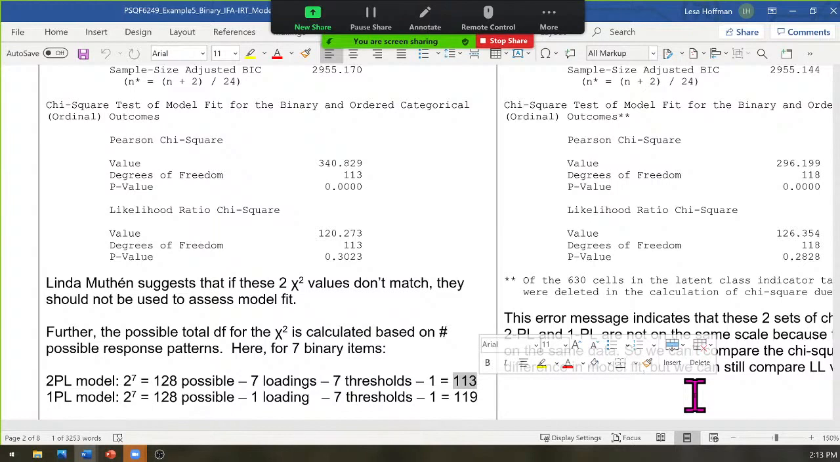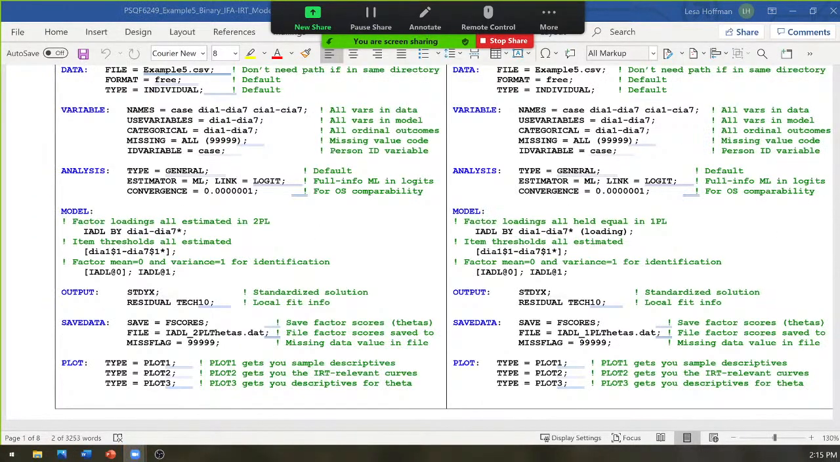Absolute fit is tricky. It's not something that is easily summarized by one number. I'd say the most reasonable approach, given what Mplus gives you in particular, is to ask for the TECH10 output. That is available here on the output line. TECH10 gives you chi-squares for every pair of items, and it compares the observed distribution to the expected distribution and gives you a significance test. So you can tell for a pair of items whether the model fits, and that can give you some indication as to whether there are points of strain, the idea of local fit.